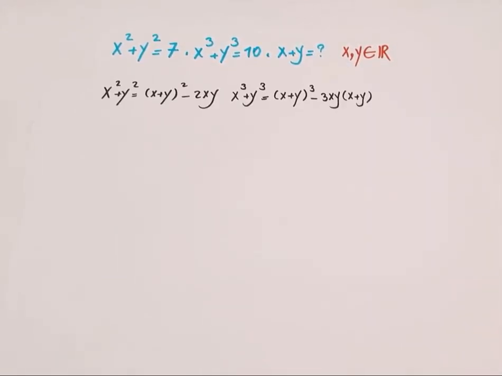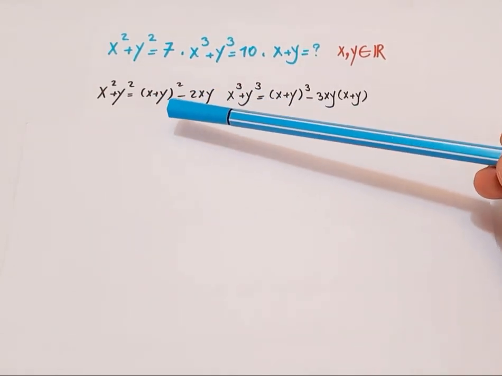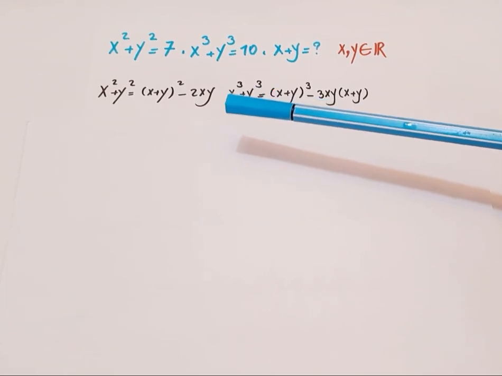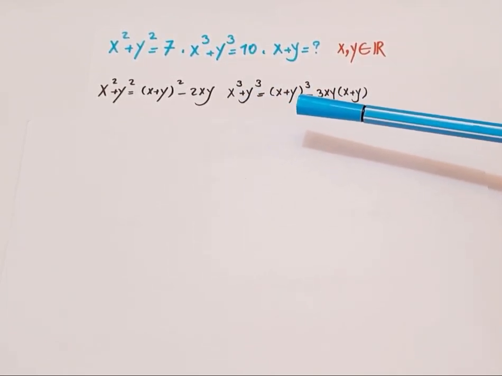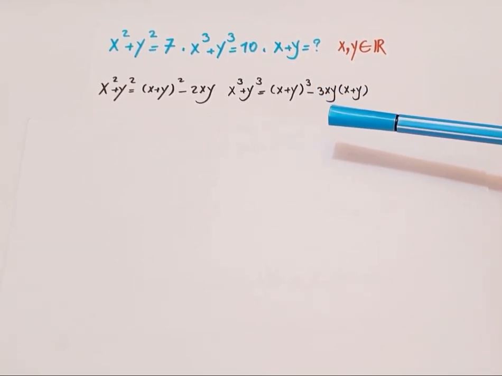For the first step, I can write x squared plus y squared as (x plus y) squared minus 2xy, and I can write x to the 3 power plus y to the 3 power as (x plus y) to the 3 power minus 3xy times (x plus y).